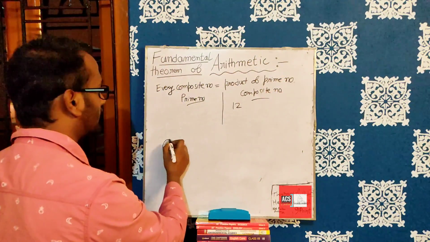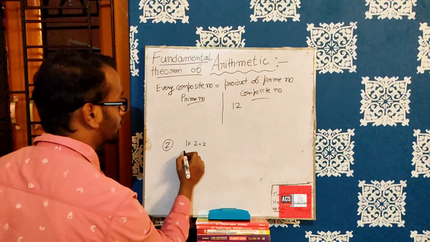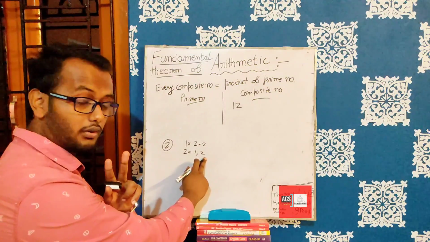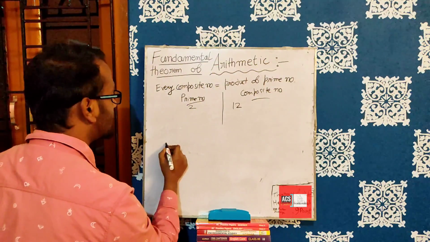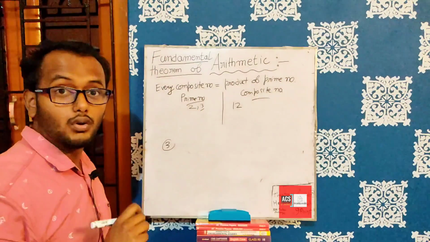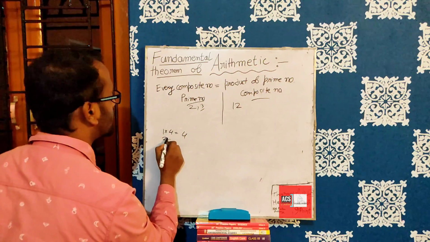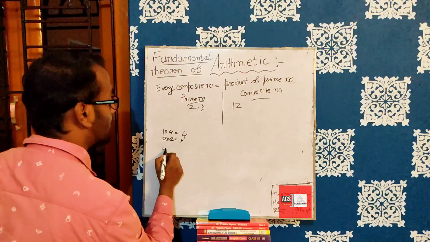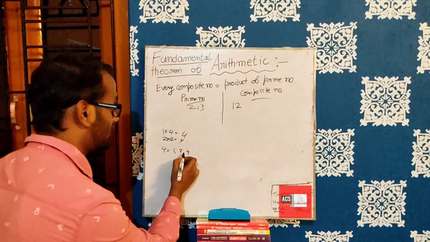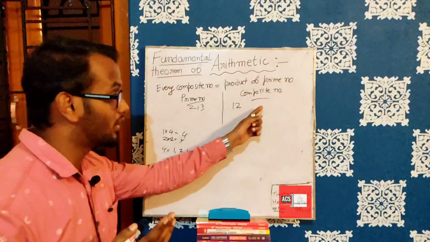Let's say 2. How many factors are there in 2? 1 into 2 is equal to 2, so the factors of 2 are 1 and 2. Two factors, that means 2 is a prime number. 3: 1 into 3, so two factors, so 3 is a prime number. 4: 1 into 4 is equal to 4, 2 into 2 is equal to 4. So the factors of 4 are 1, 2 and 4. So there are 3 factors, which means more than 2 factors, so this will be a composite number.